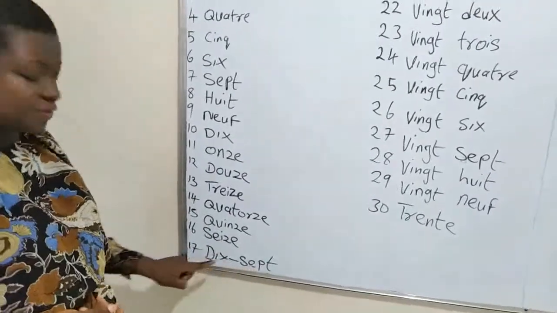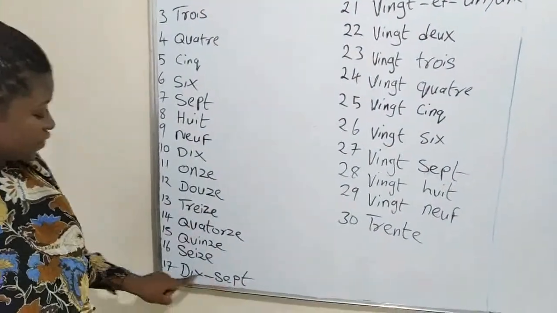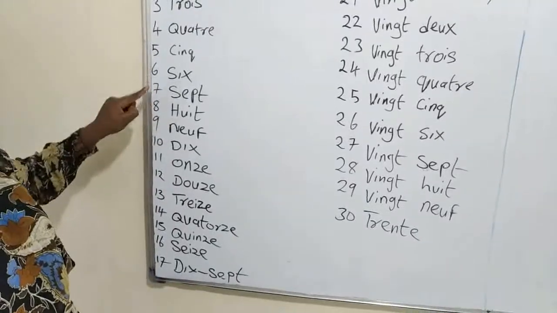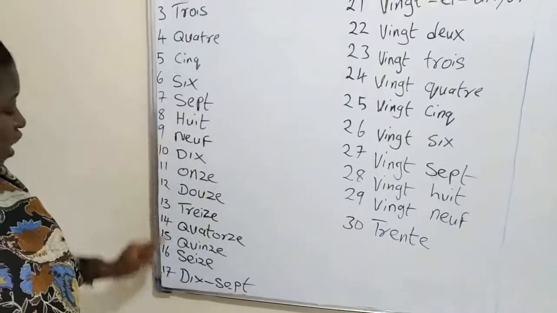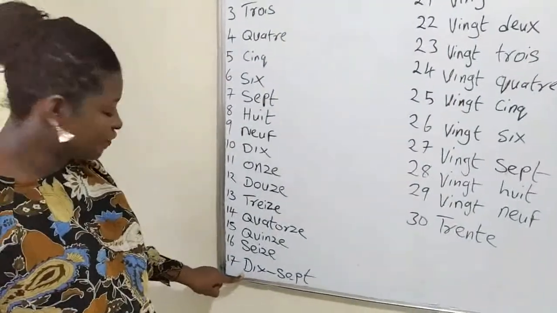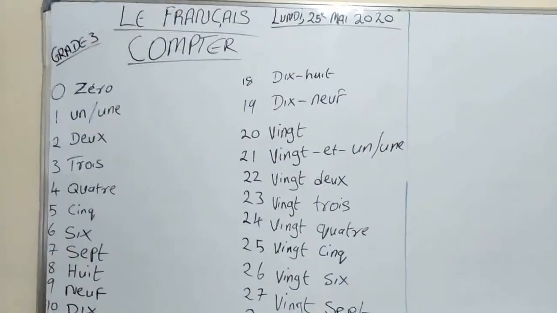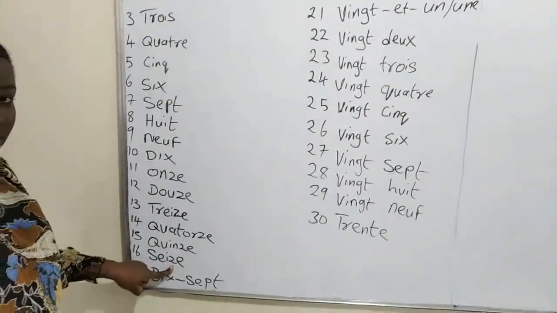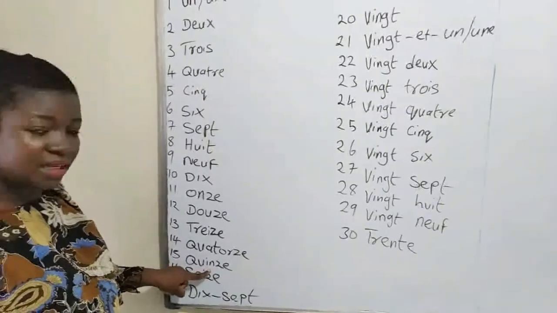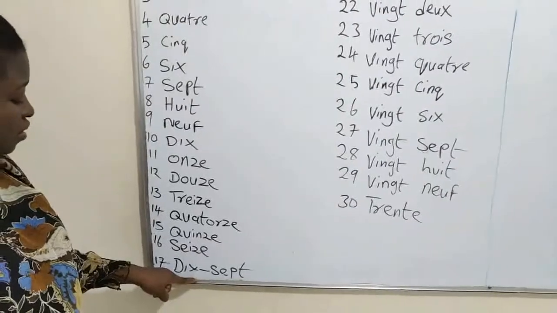So it's from 17 that you start having dix and sept. So remember, this is dix and sept is 7. So it's from 17 that you start having dix et sept, dix et huit, dix et neuf, and so on. Not from 16. Look at it again. Seize is 16. Quinze is 15. So it's from 17 that dix comes into play.